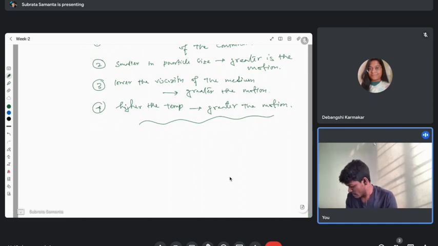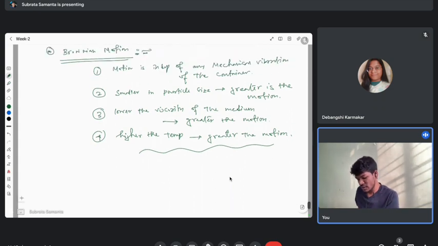Okay, so we'll discuss that. All these issues: Einstein was the first to formulate a correct picture of the entire problem. When the particle size is smaller, the motion is greater; the lower the viscosity, the greater the motion; the higher the temperature, the greater the motion. So Einstein was the first to formulate a correct picture for this entire problem.